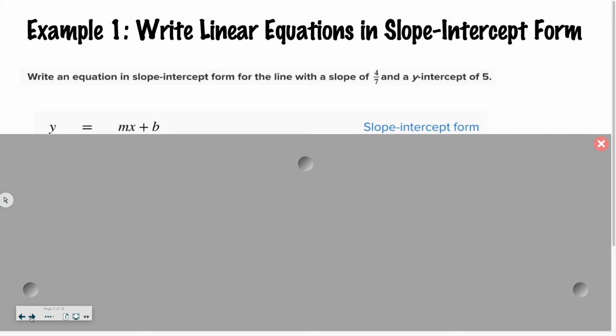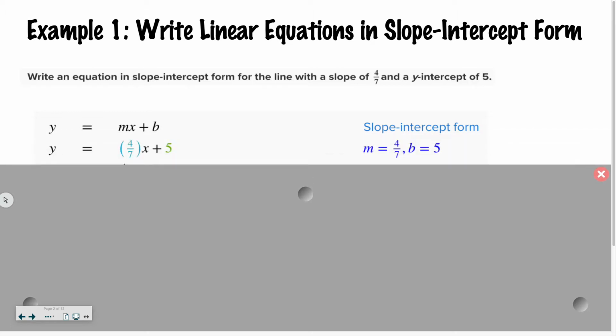of 5. Okay, so the first thing you need to commit to your memory again is what slope-intercept form is. So it's y equals mx plus b. M represents our slope, b represents our y-intercept. So that means that if m is our slope, instead of writing m, I'm going to write 4/7. And if b is our y-intercept, that means instead of b, I'm going to write 5.